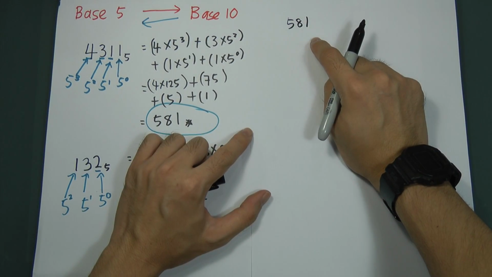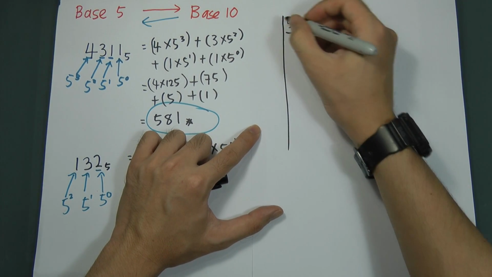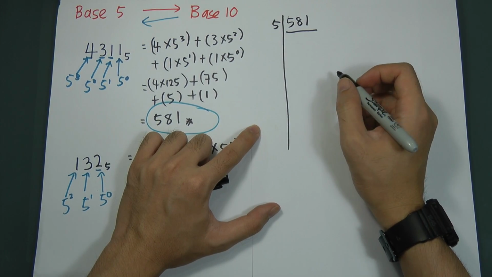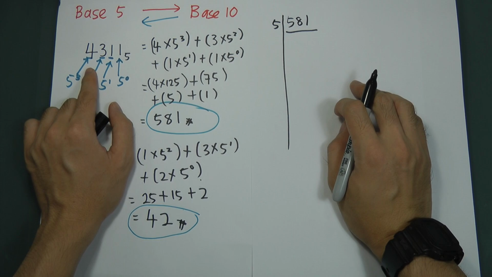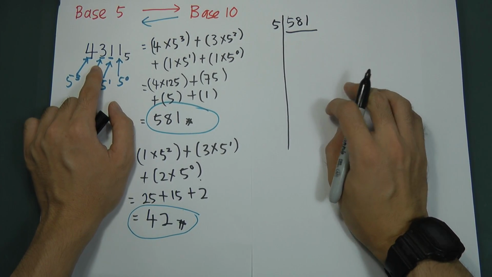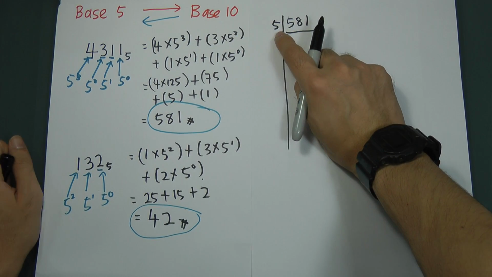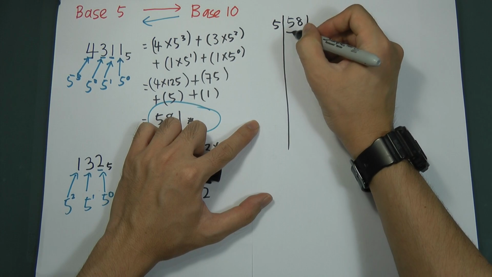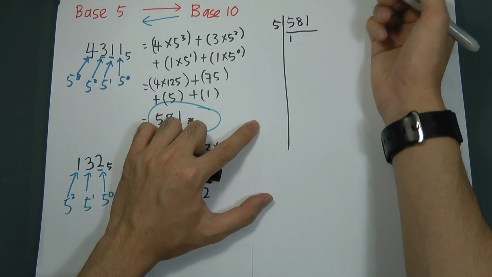So what I do is, when you change to base 5, you just divide by 5. You must know the techniques of division in order to get the base. If you want to get base 5, divide by 5. You want to get base 8, divide by 8. You want to get base 2, divide by 2. That's all.